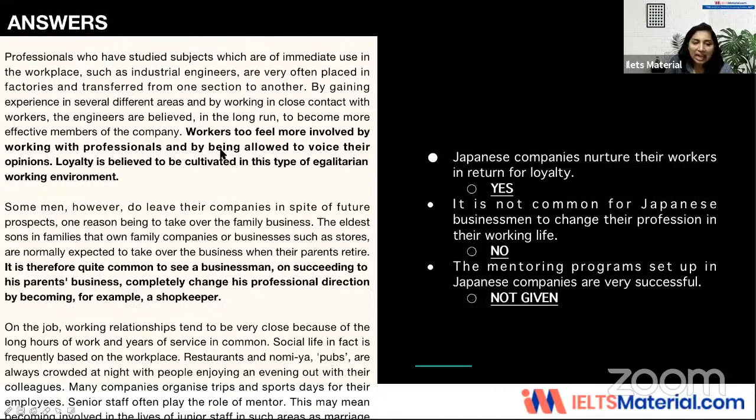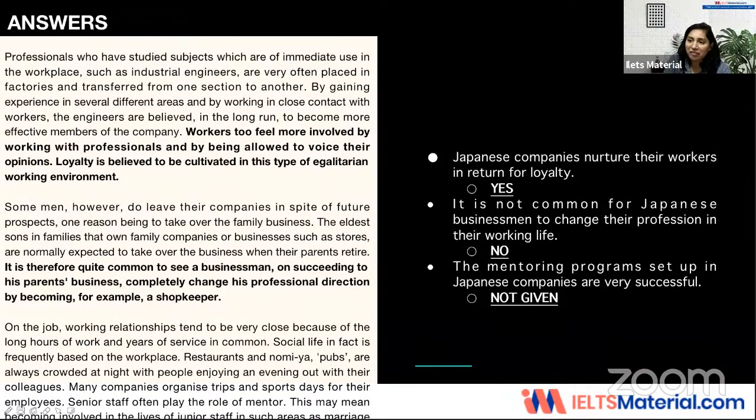I have clearly marked the answers where it is. Workers too feel more involved by working with professionals and by being allowed to voice their opinions. Loyalty is believed to be cultivated in this type of egalitarian working environment.